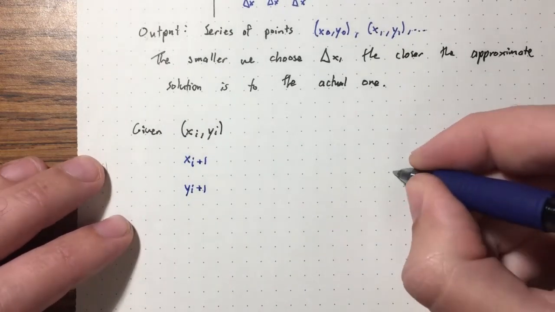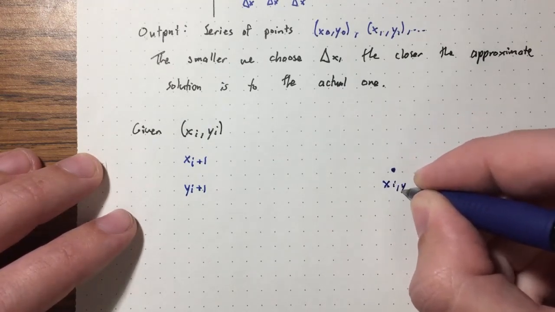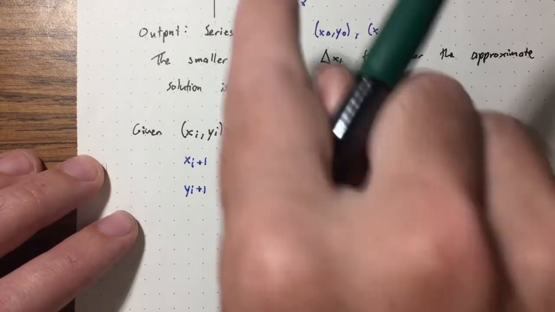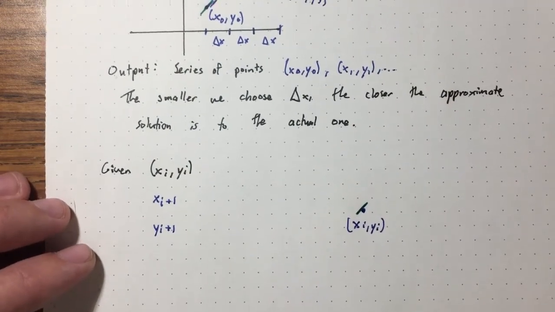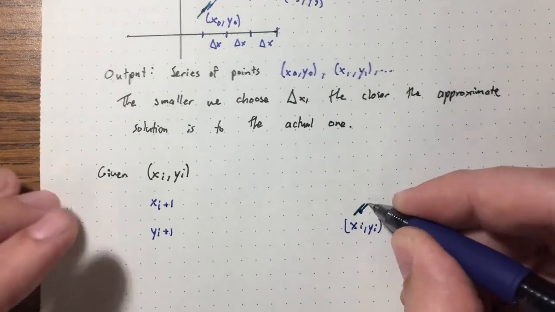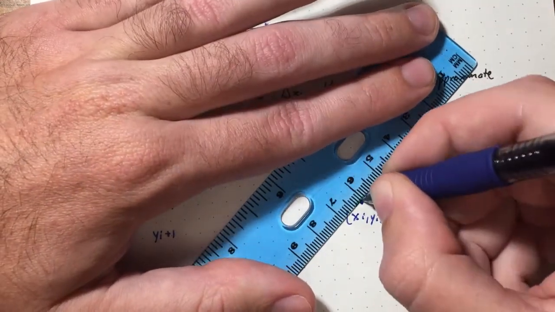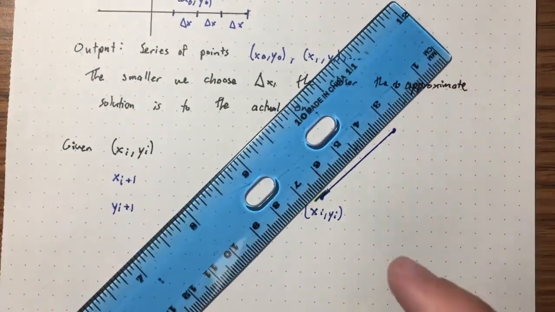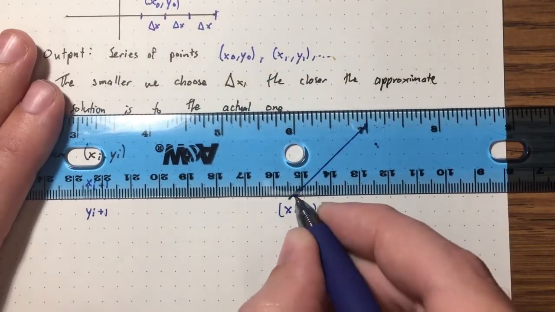So let's say we have xi, yi here, okay, and we want to get to the next point. And so what we do is we look at the slope given by the slope field, and we're going to go in this direction. How far do we go in this direction? Well, what do we say? We said we're going to go until we get to a horizontal distance, delta x. Okay, so delta x is something that we pick ahead of time.